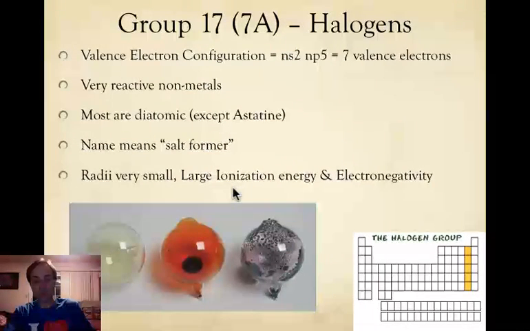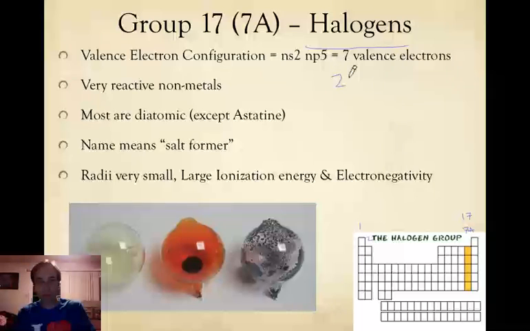Okay, now we're going to jump across the periodic table. So we had dealt with group 1 and group 2. Now we're going to go all over here to group 17, also known as group 7A. These are the halogens. When we talk about their valence configuration, they're going to be 2s2, 2p5, or 3s2, 3p5, and so on.